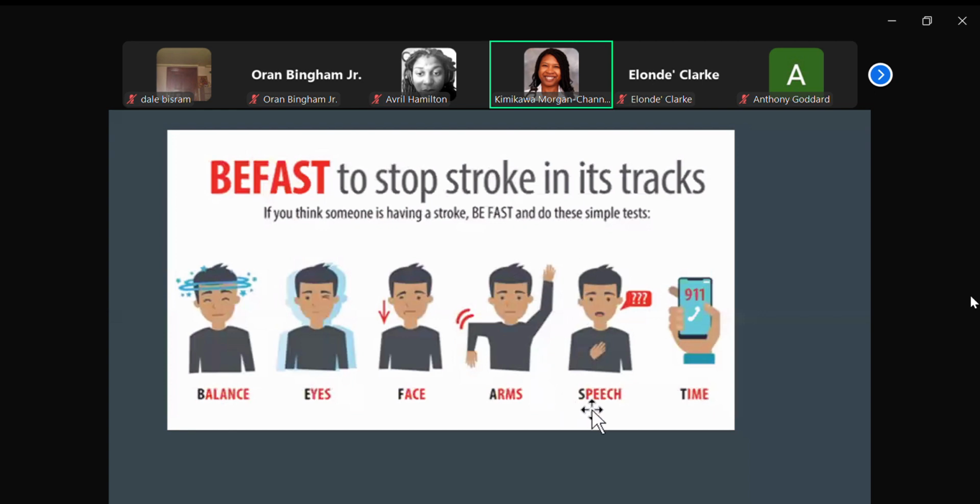And then speech loss, or difficulty speaking, or not able to speak at all. That person may have a stroke and they need to call 911 in the States. But here in Jamaica, we do not have a national ambulance service, so you do not call 911. You call the nearest relative or a taxi driver. Do not let the person drive themselves, and that person gets them to the hospital.